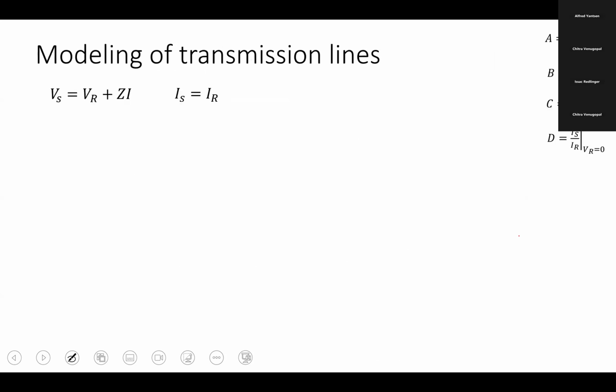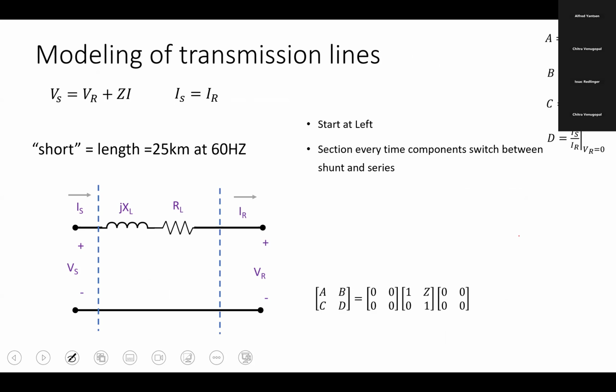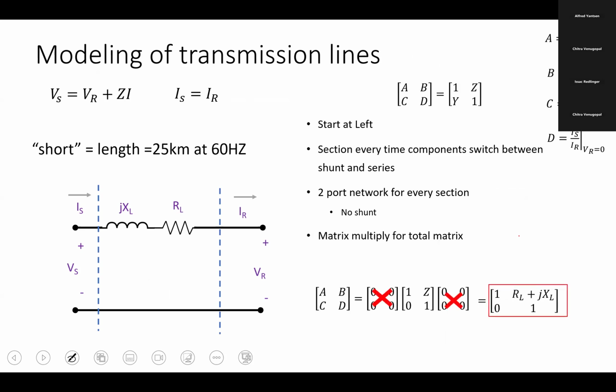Okay. So next is medium lines. Before we go to medium lines, we can say when it is short circuit, we are talking about this. Every section is equal to 25 kilometers. Then you can apply this, and you get the equation for the ABCD matrix.